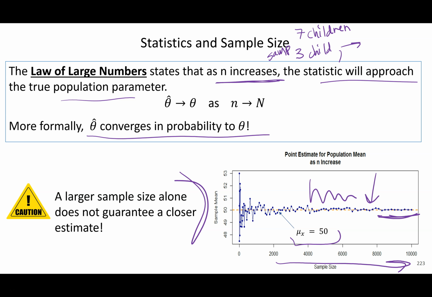It does not mean that, like here, I have this sample size and my sample mean was further away from the population mean than when I have this smaller sample. And that's just natural fluctuation. It's not guaranteed a bigger sample size will get you there. Usually it's a safe bet that it's going to improve your chances of being closer.